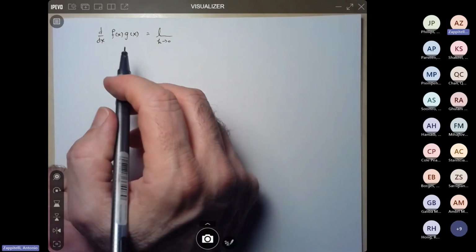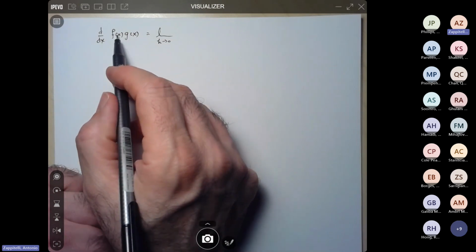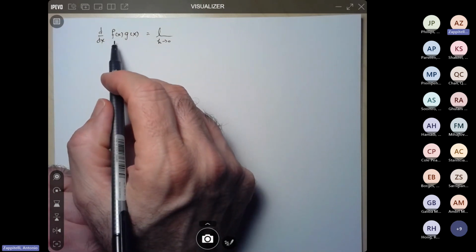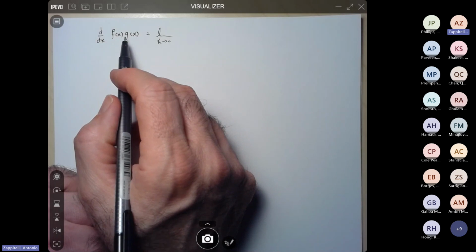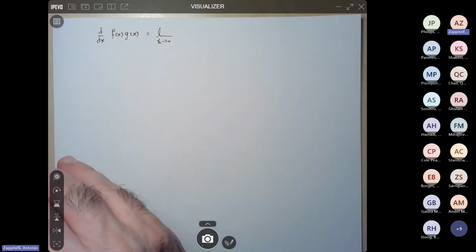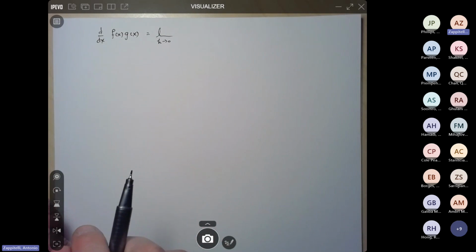By the way, the other nice thing about proving it is here, notice I'm not using a specific function f or a specific function g. Meaning if I can prove this, it means it works for every pair of functions. No matter what. So that's what's nice about proving things.